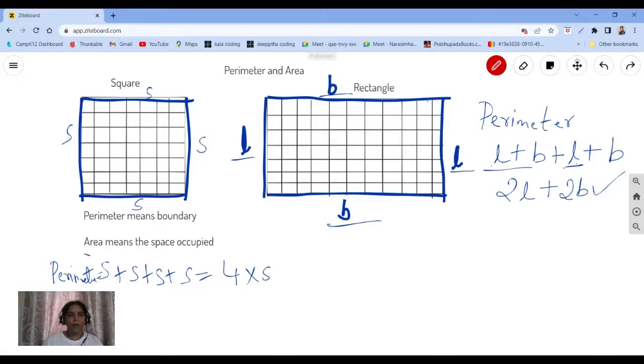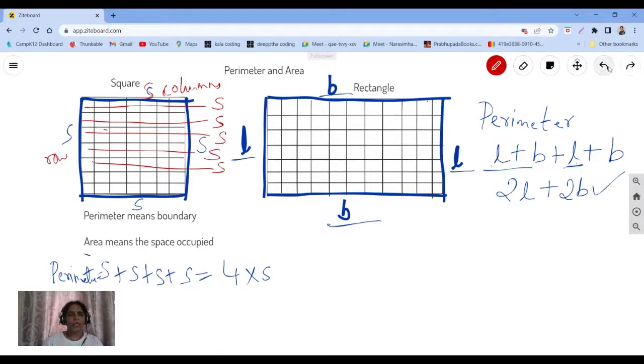Now, when we are saying the side is S, that means in this row there will be S number of boxes. In this row again there will be S number of boxes. Same way, S number of boxes, S number of boxes, S number of boxes. Like that, how many rows will be there? Because here is also S, that means S columns will be there and S rows will be there.